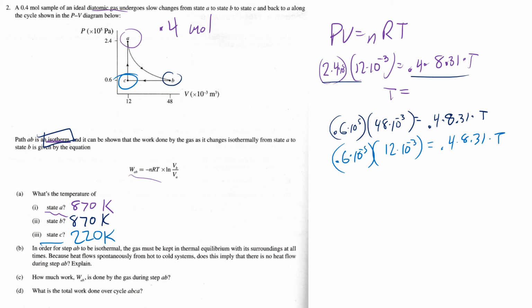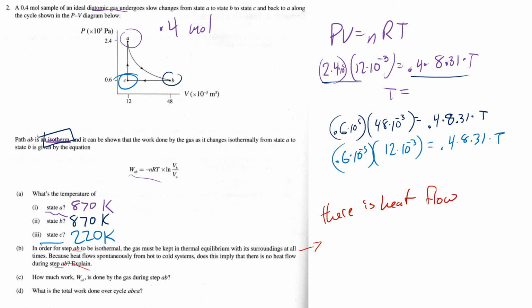Now for this one: in order for step AB to be isothermal, the gas must be kept in thermal equilibrium with its surroundings at all times. Yeah, same temperature. Because heat flows spontaneously from hot to cold systems, this implies that there is no heat flow during step AB. Is there heat flow? Yes, there is heat flow.